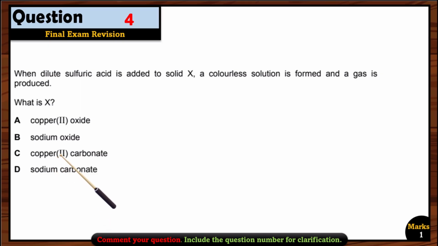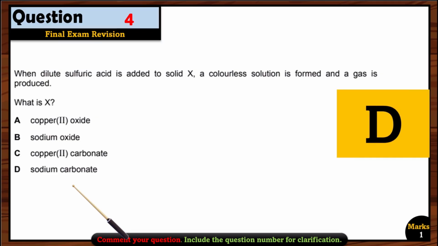Remember that copper is very less reactive, so copper will not react with sulfuric acid. So we are just left with the option sodium carbonate. When sodium carbonate reacts with sulfuric acid, a gas, carbon dioxide, will be formed.